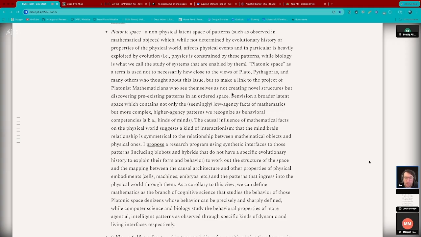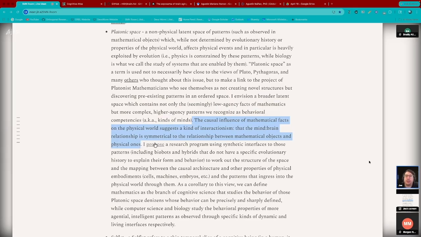I envision a broader latent space which contains not only the seemingly low agency facts of mathematics, but more complex, higher agency patterns, as well as behavioral competency kinds of minds. These causal influences of mathematical facts on the physical world suggest a kind of interactionism. The mind-brain relationship is symmetrical to the relationship between mathematical objects and physical ones.